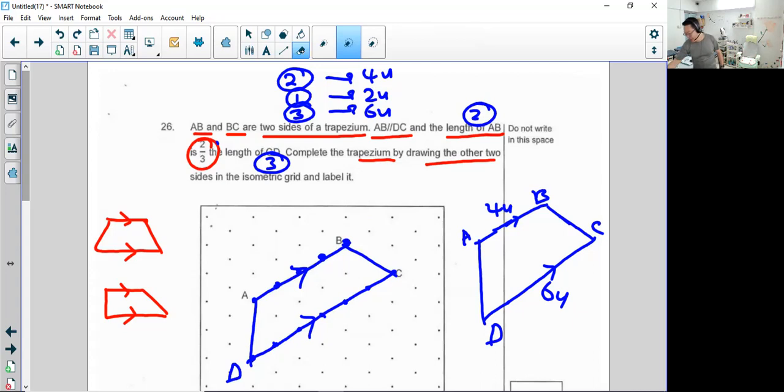Let me have a quick check to see whether it is correct. Yeah, it's correct on the answer key. But the answer key doesn't show the arrowheads. So you will need to put the arrowheads on your drawing. If you look at the answer key, I don't think there are any arrowheads there. You've got to put the arrowheads to show they are parallel. Otherwise, you lose marks.